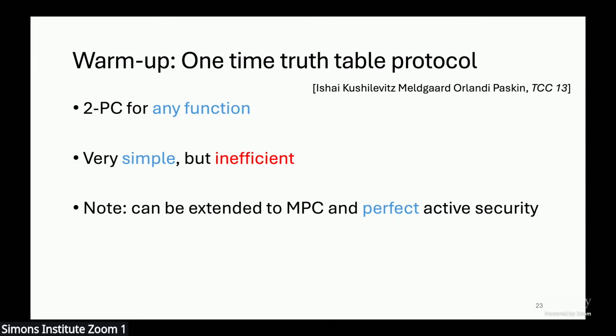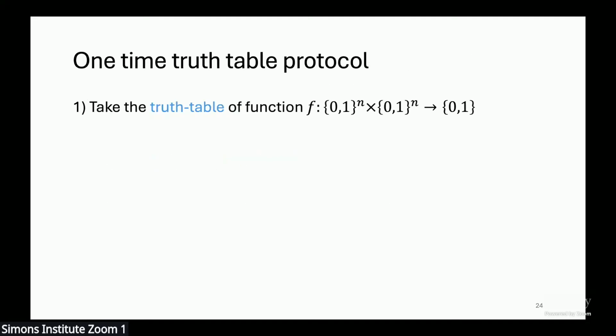So I'll present the passively secure protocol, but this can actually be extended to multiple parties beyond 2 parties, and even with active security, with perfect security, when only one of the parties gets the output, which is, again, kind of the best you can hope for in this setting. When you say inefficient, what do you mean? You'll see in a minute.